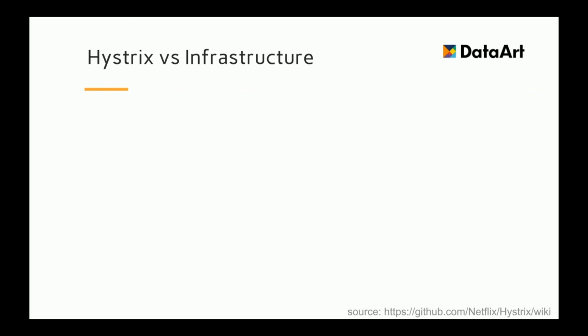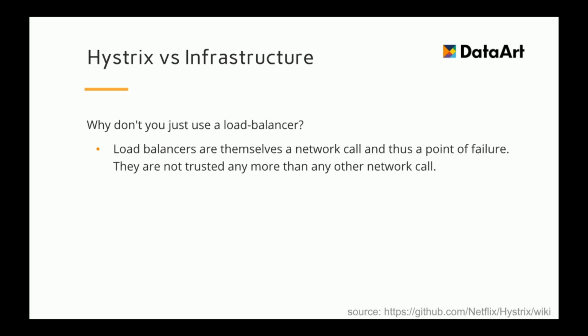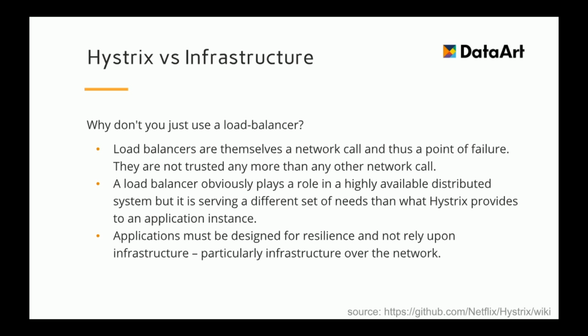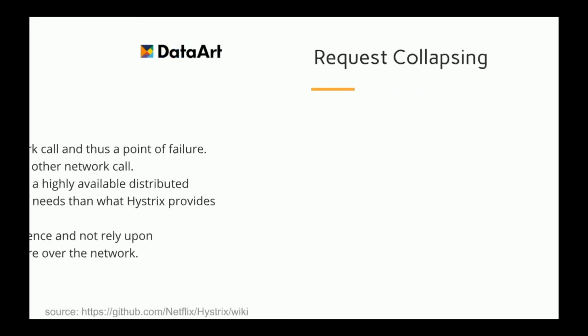And you can ask why we need Hystrix, why maybe a load balancer alone should be enough. But people at Netflix believe that load balancers are network things, and they can fail as well, and we shouldn't trust things like that. Okay, they are important, they do their job, and we shouldn't resign from them. However, our application should be designed in a way that it doesn't rely on the infrastructure, and in particular on the network infrastructure. Okay.